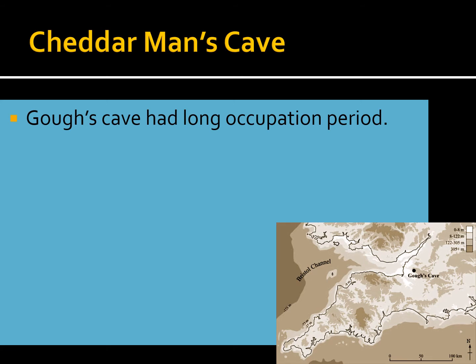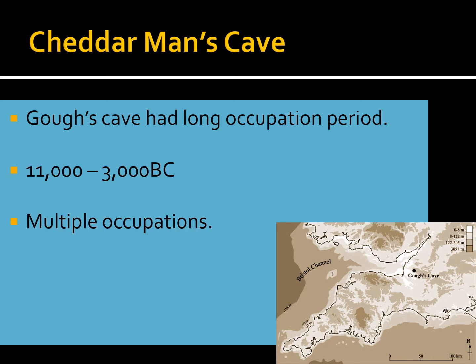So Gough's Cave had a long occupation period, and it was occupied multiple times, likely by different groups of people, from about 11,000 to around 3000 BC. We even find some evidence of cannibalism on some of the human bones that we find there. The debate is over the oldest set of remains that have been found in the cave, close to the earliest part of the cave's occupation period.